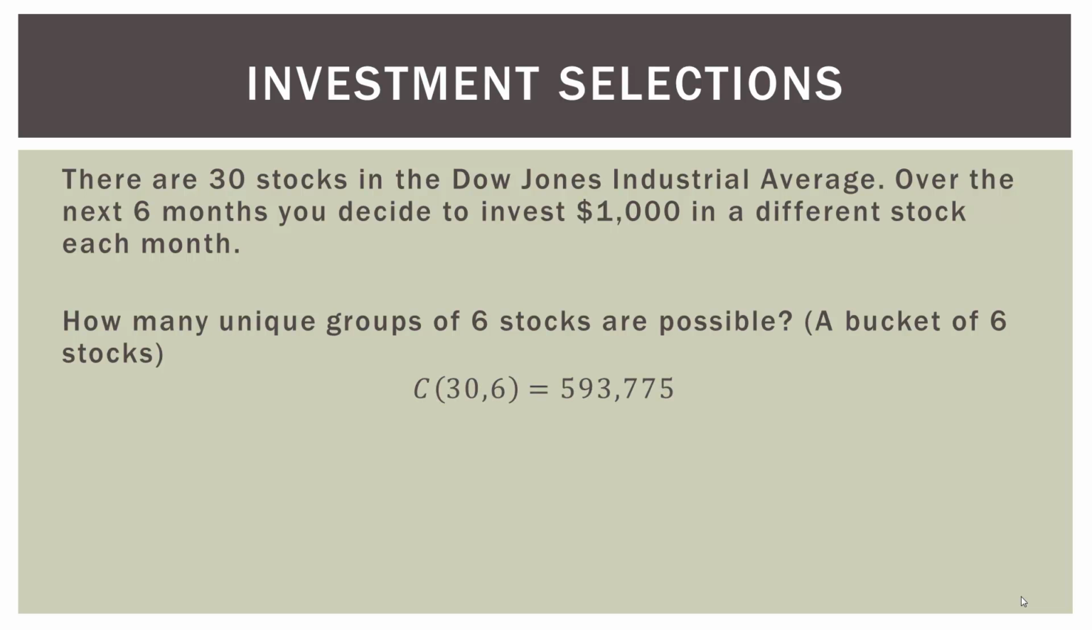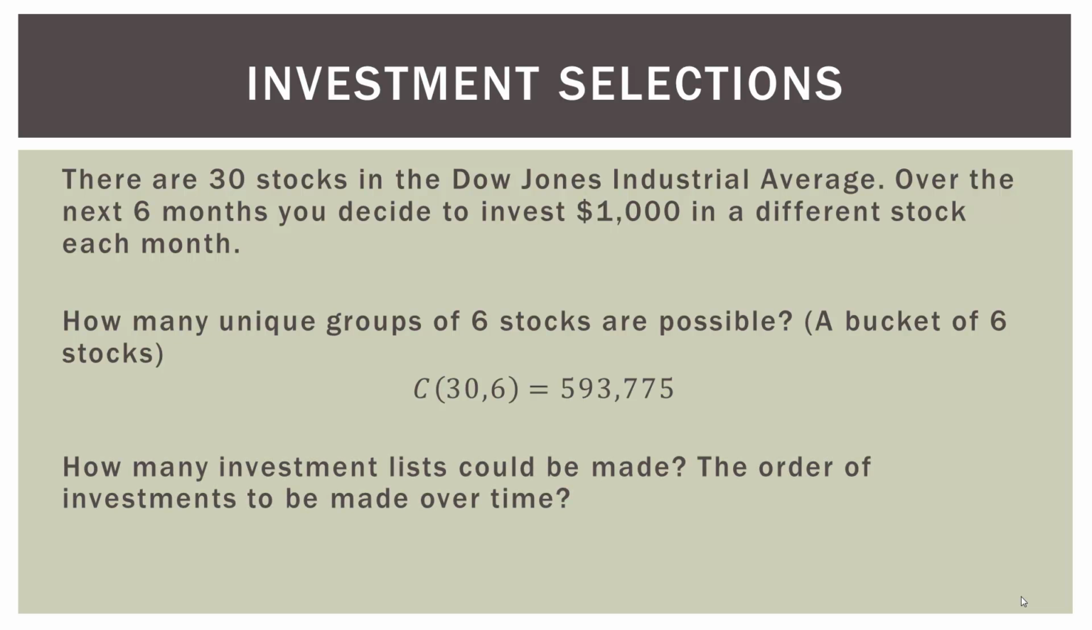Well, that is 30 choose 6. So in this case, there are 593,775 different buckets of 6 stocks we could choose out of the 30. It's quite a number, isn't it?